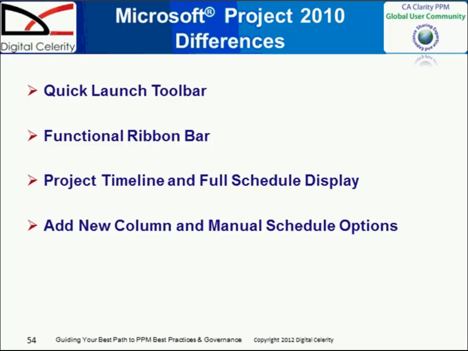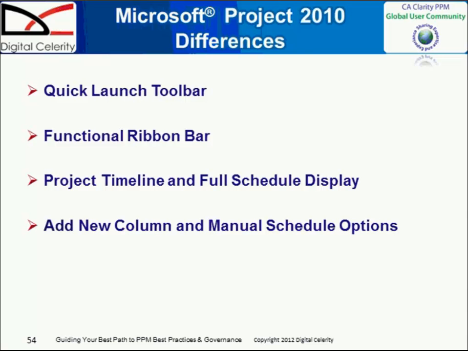In Microsoft Project, there are a few changes now. The quick launch bar is changed. There is a functional ribbon bar, a project timeline for full schedule display, and new column and manual schedule options. I'm not going to show you many of the slides for this, because this isn't really a training on the Microsoft Project changes. That hasn't changed much in this version of Clarity itself, except for a couple of items.